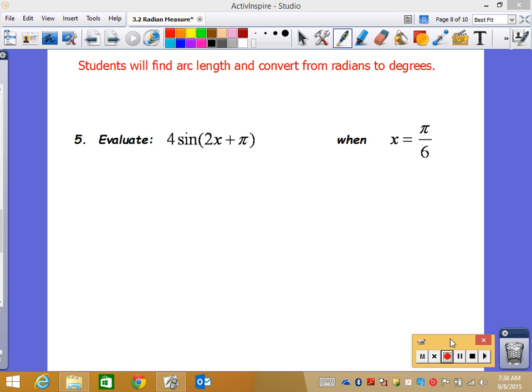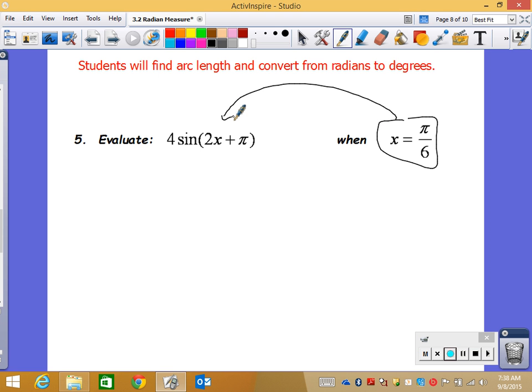Alright, let's do one more example here. We're looking at 4 times the sine of 2x plus pi when x is equal to pi over 6. Now don't let this intimidate you. We're just going to immediately substitute in pi over 6 for x in this equation. So let's write that out. This is equal to 4 times the sine of 2 times pi over 6 plus pi. So this might look a little bit intimidating, but we can really condense this down, this 2 times pi over 6 plus pi, into one radian measure.